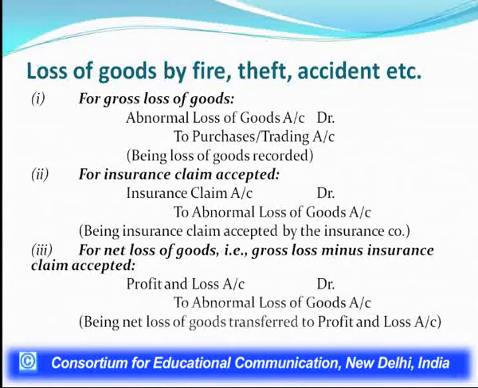Then there is a difference between the two, the gross loss shown in the first entry and the insurance claim accepted in the second entry. The difference between these two is the net loss of goods. That loss of goods is of an abnormal nature, not of a trading nature. So it will be shown on the debit side of the profit and loss account. We will pass the entry: profit and loss account debit to abnormal loss of goods. In this way, this new account opened, the abnormal loss of goods account, shall be closed. And we could also pass a direct entry for all these three entries.